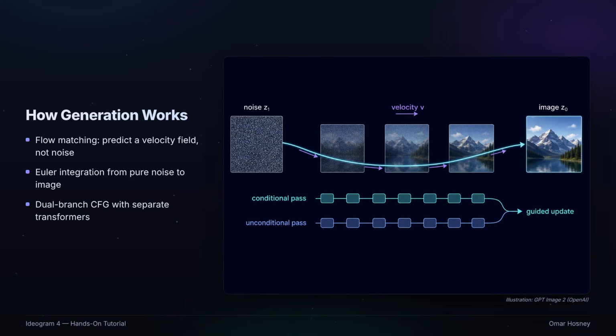Classifier-free guidance is dual branch. There are actually 2 separate transformers, a conditional one that sees your text and an unconditional one that doesn't. The clever part is that the negative pass is asymmetric. It only processes image tokens, with no text padding at all, which makes it noticeably cheaper than a full second forward pass.